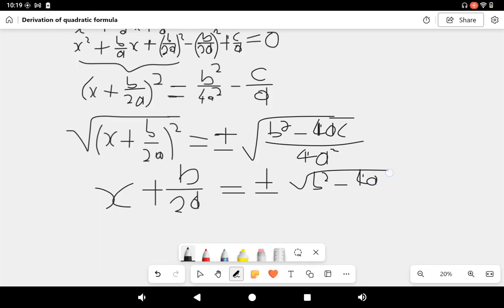Let me just do this. Yes, 4ac. This is an a, by the way. Okay, fine. Then in the denominator, the square root of 4a squared, I'm gonna have just 2a.